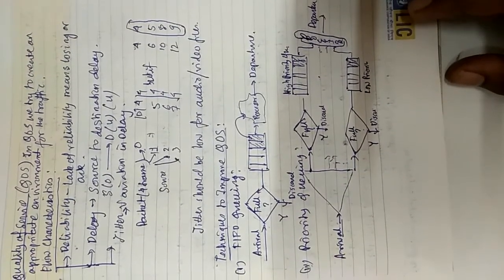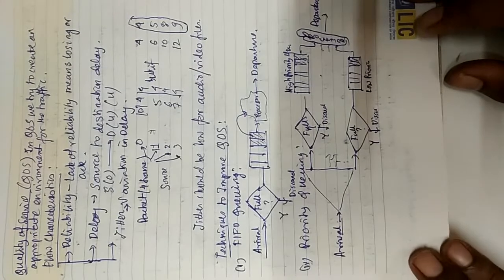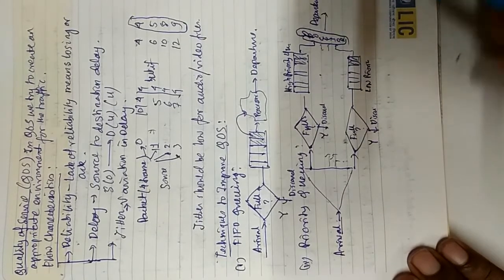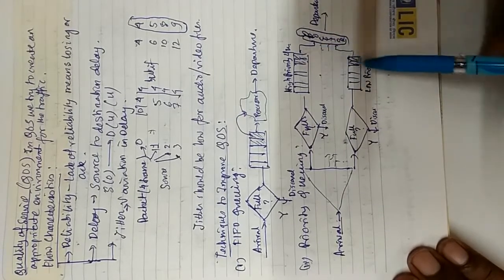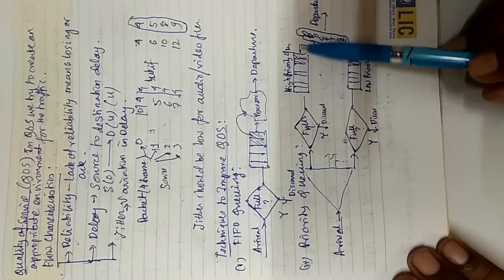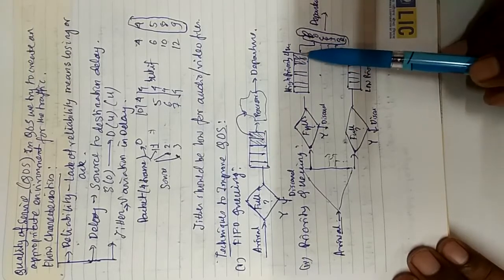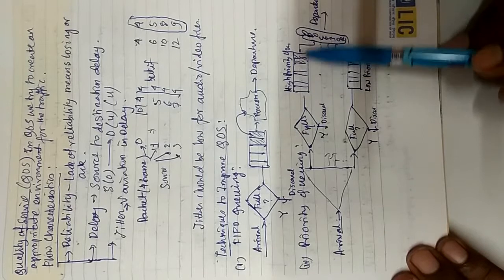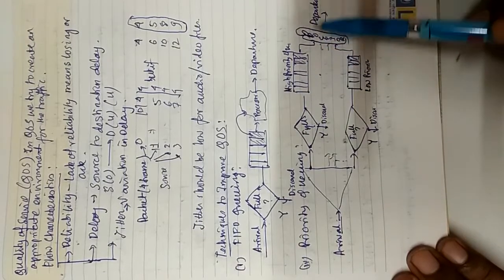Okay, now I think it is okay now. This is the departure. So this is the priority. So for the highest priority, they will check for the highest priority, and according to the packets inside the queue of the highest priority, it will go to the processor and it will depart.